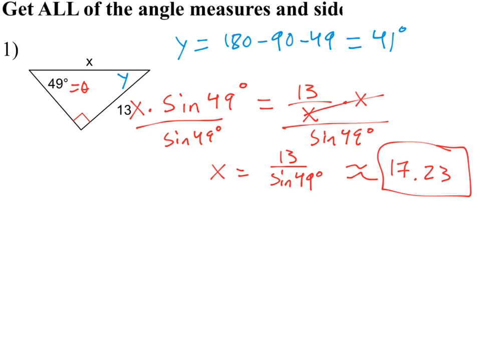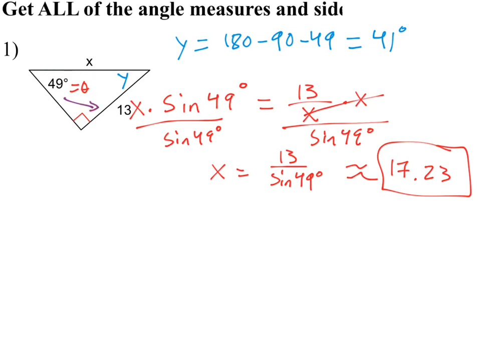There's one more thing we need to get, which is this missing side. And you could use Pythagorean theorem, right? You have this number now, you have this number, so you can do 17.23 squared minus 13 squared and solve that. But I'm going to use trig again because I think we should use trig again. So let's use this again as our theta, this 49.